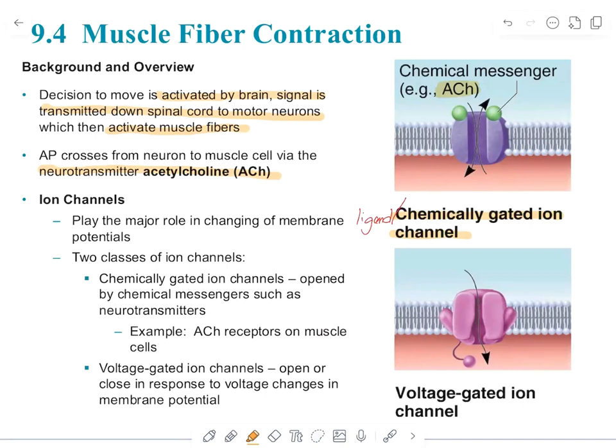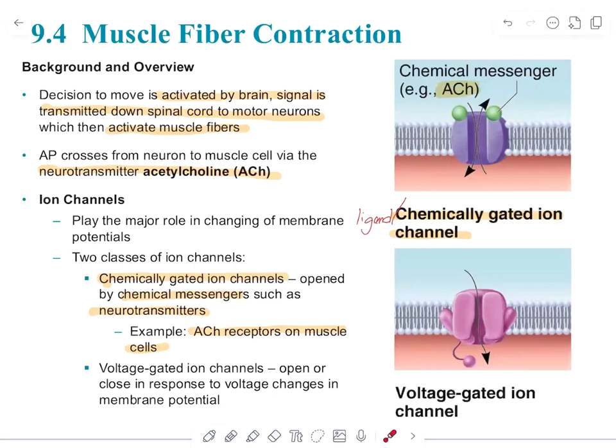There are ion channels here that play a big role in this, and the first one that I already pointed out up here is this chemically gated ion channel that opens by a chemical messenger such as a neurotransmitter. Throughout the body, we have other examples of these, and they could be opened by other neurotransmitters, or they could be opened by things like hormones. So this means that there are acetylcholine receptors on muscle cells that look just like this, and they travel from the nerve to the muscle.